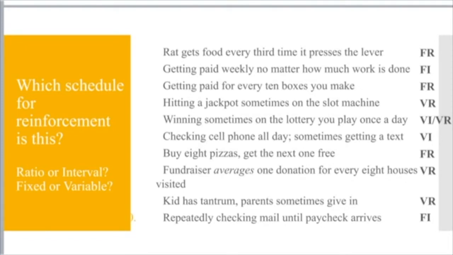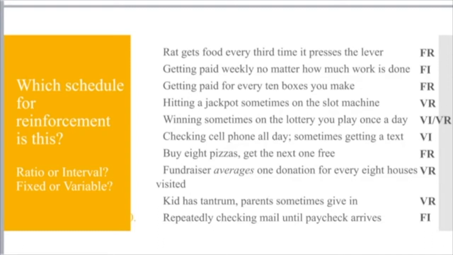Number 6, checking your cell phone all day and only sometimes getting a text. That's a variable interval. The reward here for checking messages is a function of time, right? Not a function of how often you check. So if you check your cell phone continuously throughout the day, and sometimes you get a text, at any given time you're going to get a text. It's not based on how many times you check your phone. So that's going to be an example of variable interval.